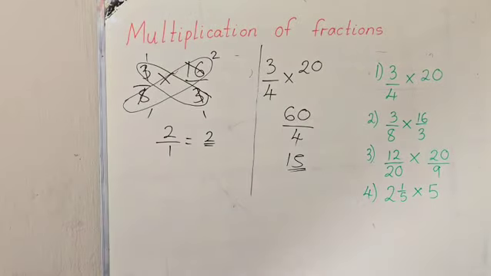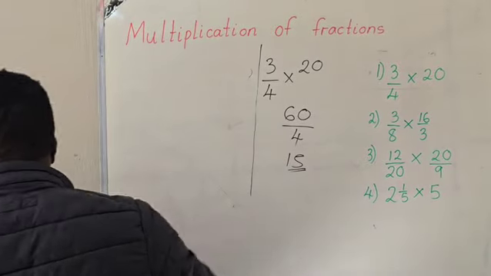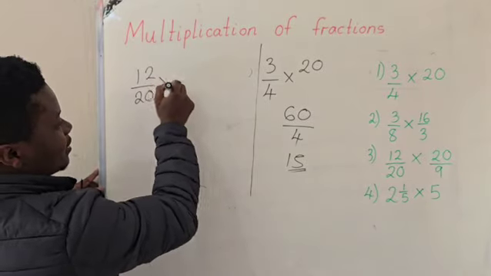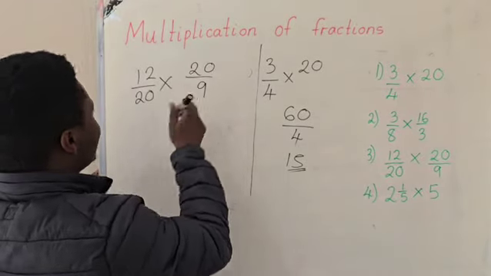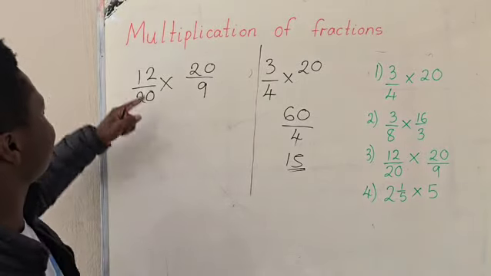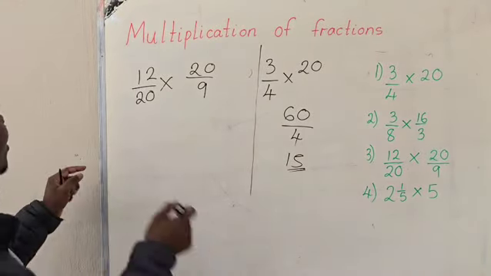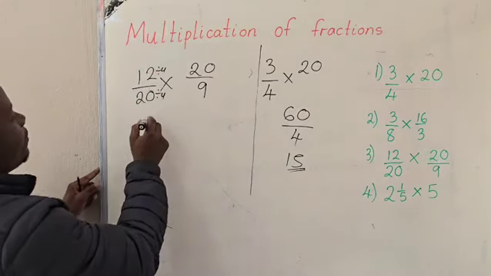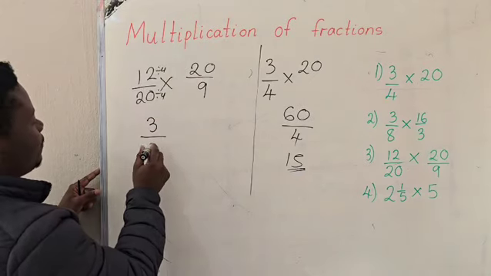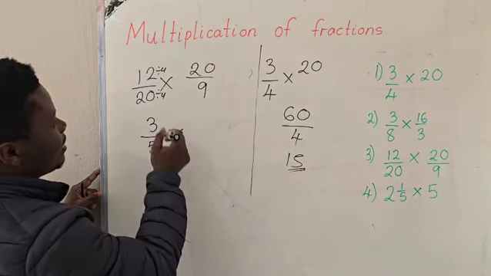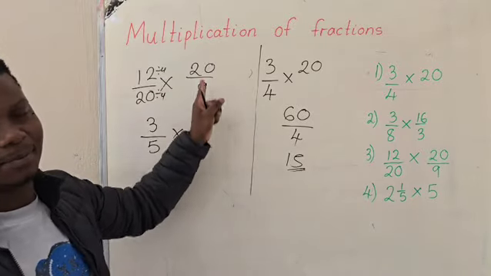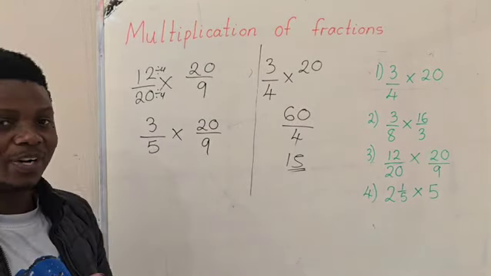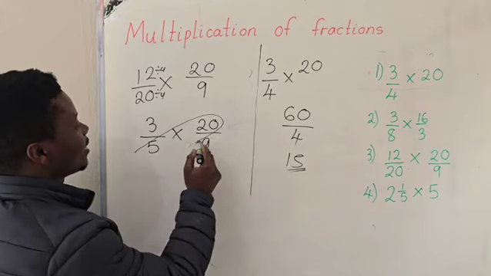Let's try the next example that says 12 over 20 times 20 over 9. So I would look at the first fraction, any number that might divide 12 and 20. Yes, it's 4. So let's divide by 4, divide by 4. 12 divided by 4 is 3, 20 divided by 4 is 5. Then I write my times. I've simplified my fraction. Any number that simplifies 9 and 20, there is no such number, so I rewrite this as it is. Then we try to check them diagonally this way.